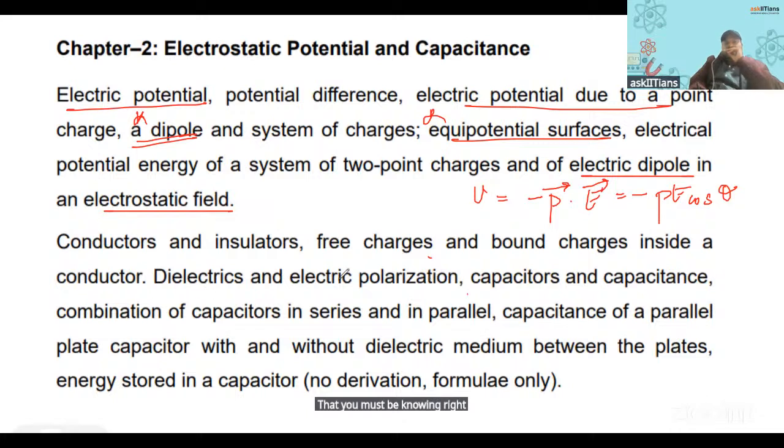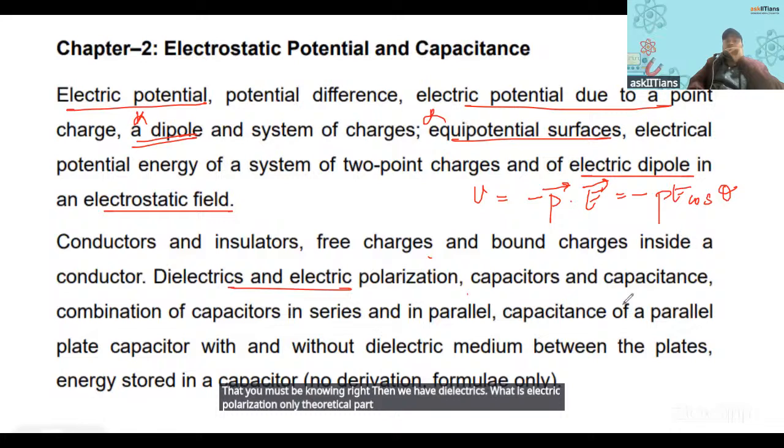Then we have dielectrics. What is electric polarization? Only the theoretical part you can read. What is capacitance? What is a capacitor? Then in numerical context, the combination of capacitors in series and in parallel becomes important. Then we have capacitance of a parallel plate capacitor with or without dielectric. Energy stored in a capacitor.